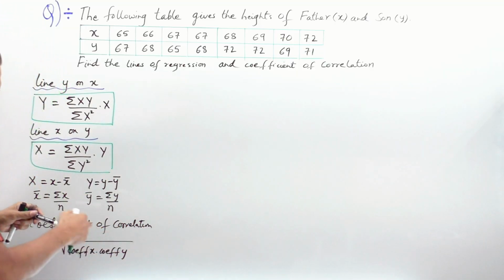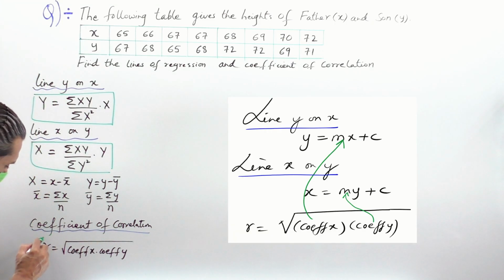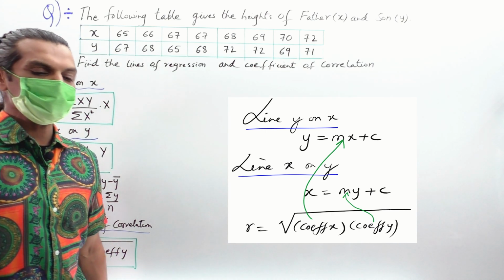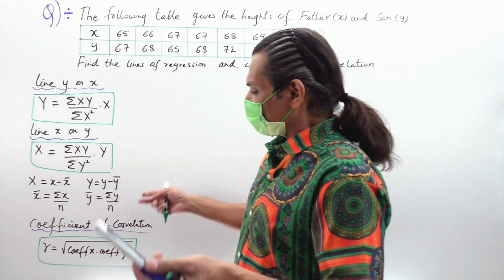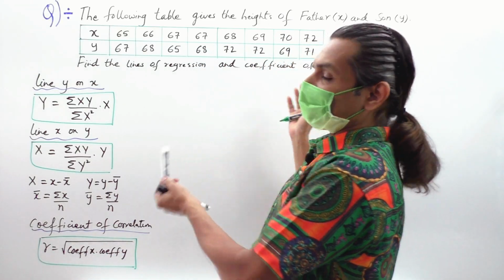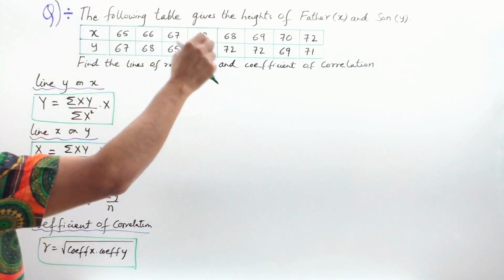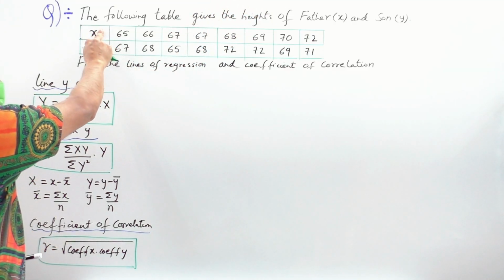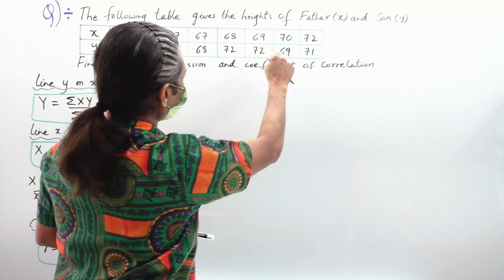From this we can easily find the coefficient of correlation as R equal to the square root of the coefficient of x into the coefficient of y. That's it, as simple as that. We will see how simple this method is by solving this problem. The problem given here is: the following table shows the height of father and son. x is the height of the father and y is the height of the son. In total there are 1, 2, 3, 4, 5, 6, 7, 8 entries.